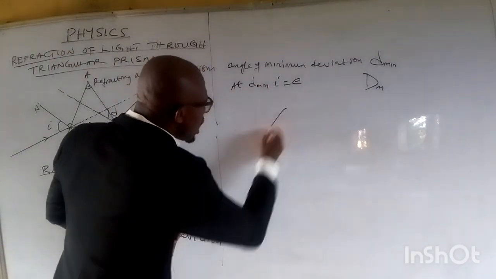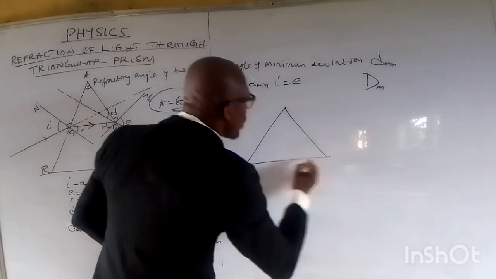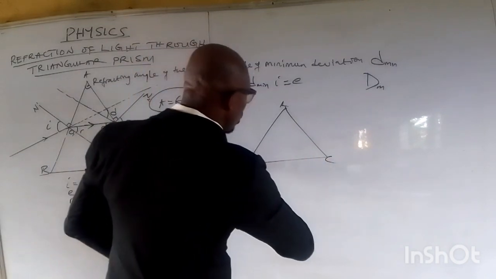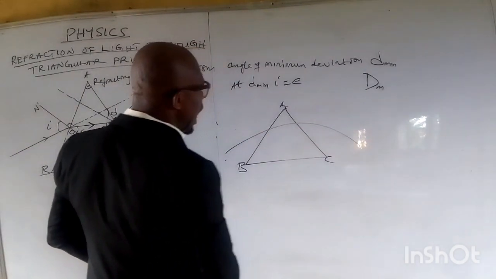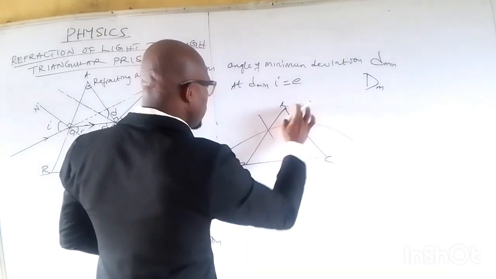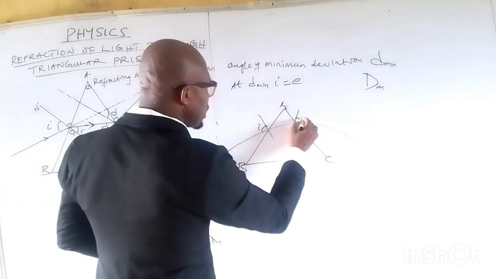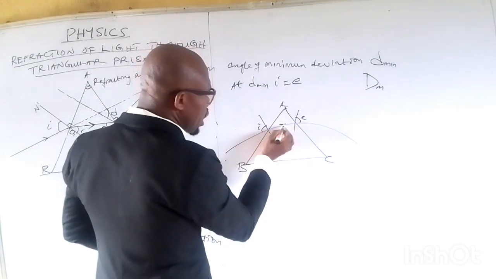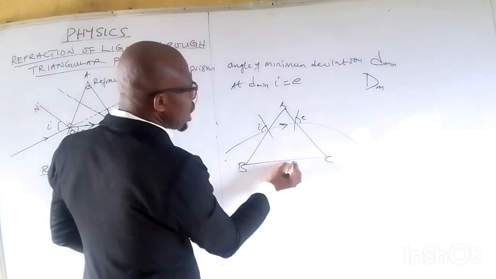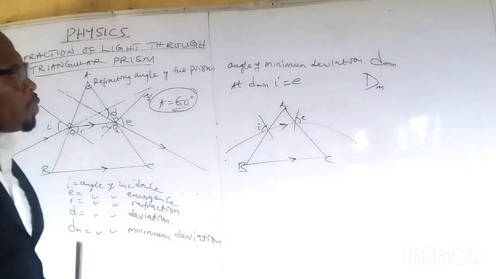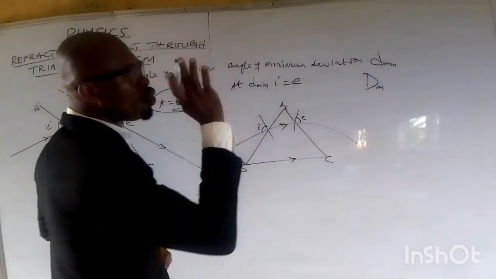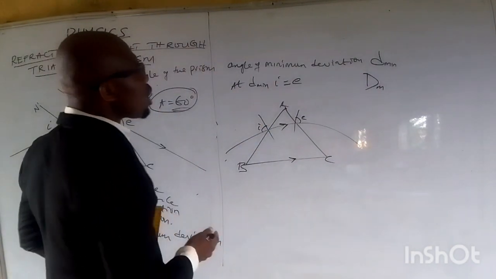So we now have, if this is our triangular prism A, B, C, at minimum deviation, this is what we have. Here is I, here is E. Now the refracted ray passes symmetrically with the base of the prism. So the first thing we have here is that at D min, I becomes equal to the angle of emergence.